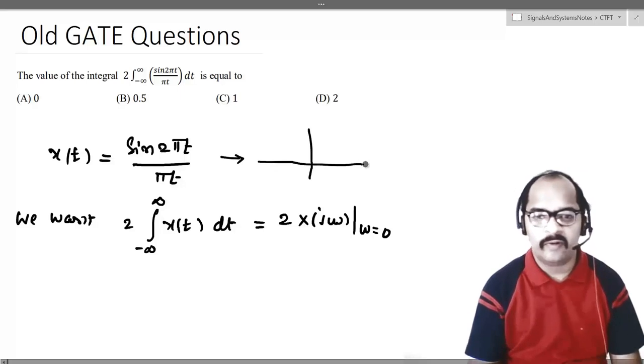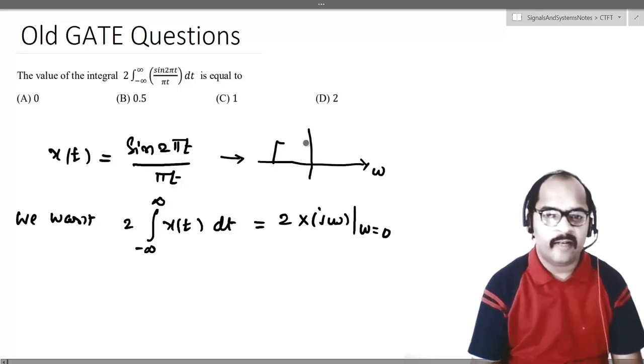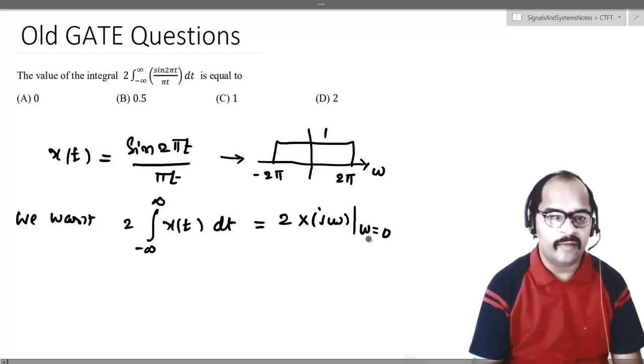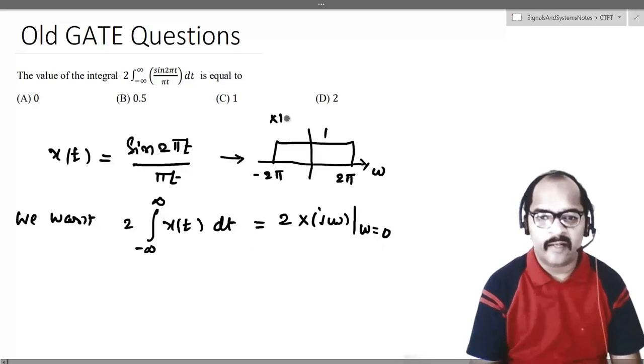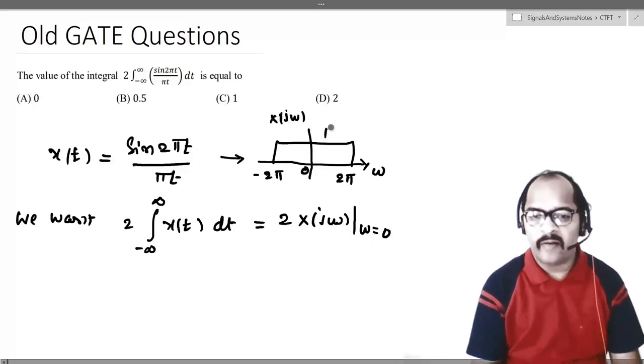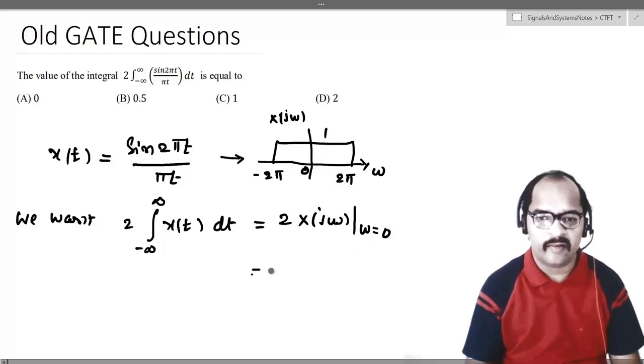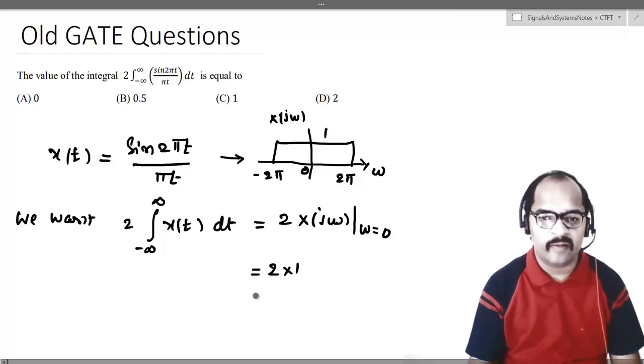But we already know what this Fourier transform is. It is a rectangular function from minus 2π to plus 2π. Correct? So the height is 1. This is our X(jω). So what is the value at ω equal to 0? It is equal to 1. So that should be equal to 2 times 1, which is equal to 2.